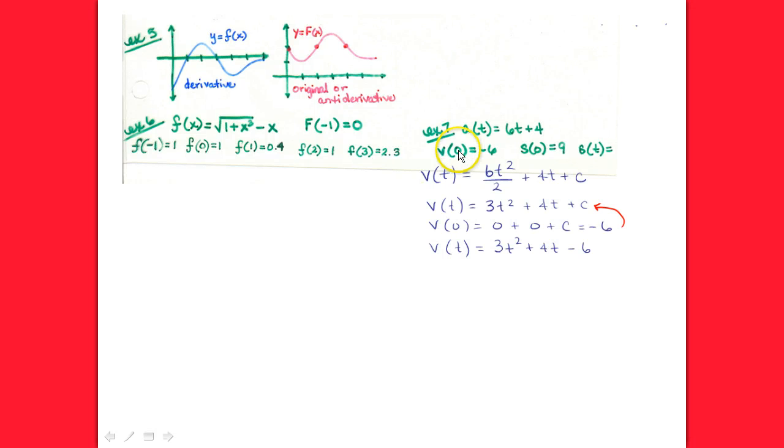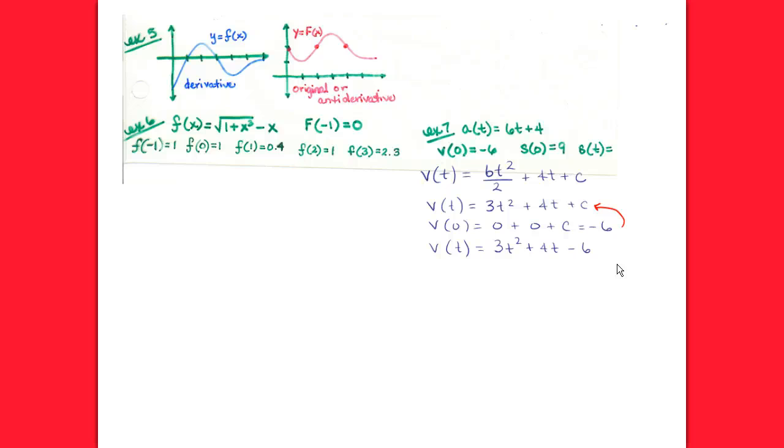I know that when I plug 0 into the velocity equation, I get negative 6. So I'm going to put 0 in the place of t in that velocity equation, and my answer will be negative 6. So that means that c has to be negative 6. So let's put that there. And now I've got a velocity equation that doesn't have an arbitrary constant. That's just me personally. That's my preference.